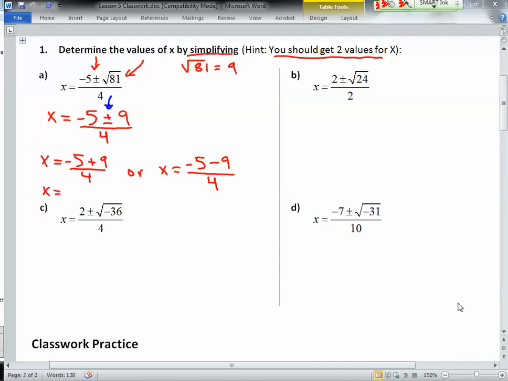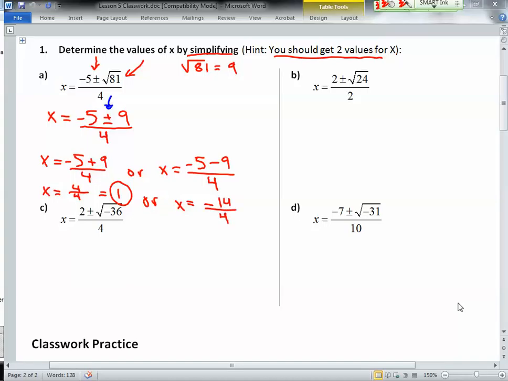Now, if I just calculate these, -5 plus 9 would give me a +4. So this would be equal to a +4 divided by 4. And what's 4 divided by 4? Good. So my first answer is a 1, +1. Or, in this case, x would equal -5 minus 9 over 4. That would be a -14 over 4.